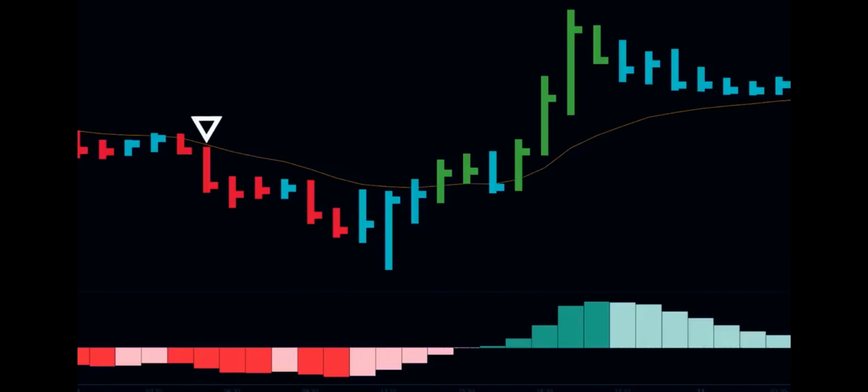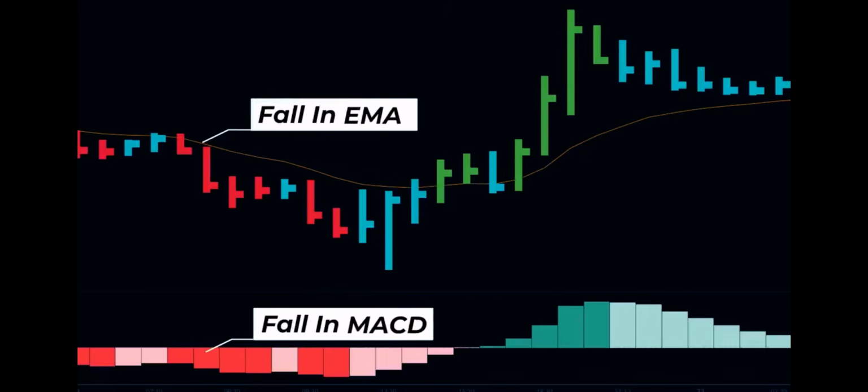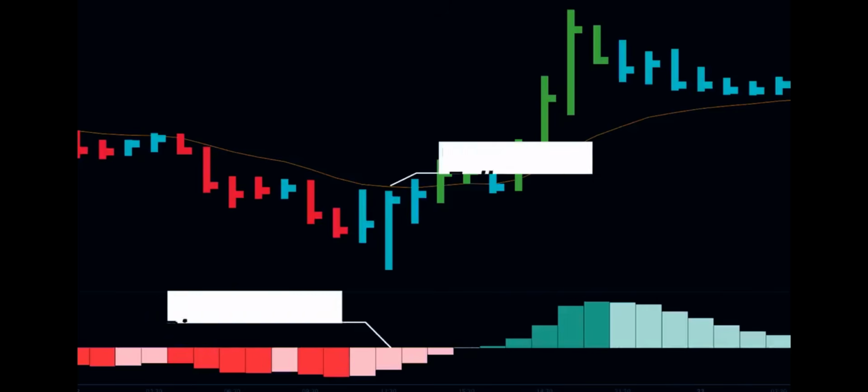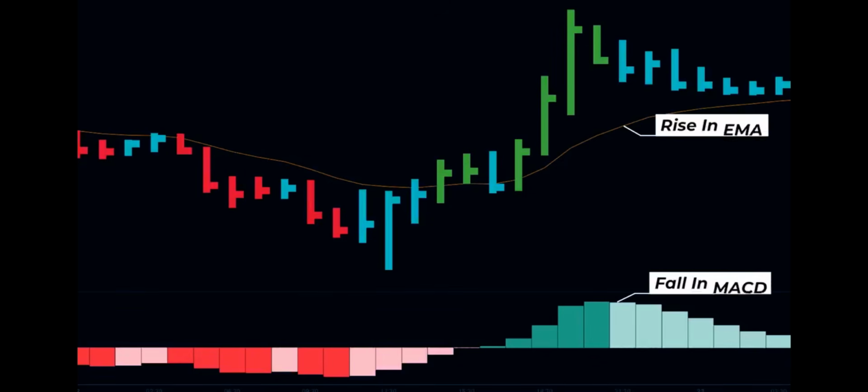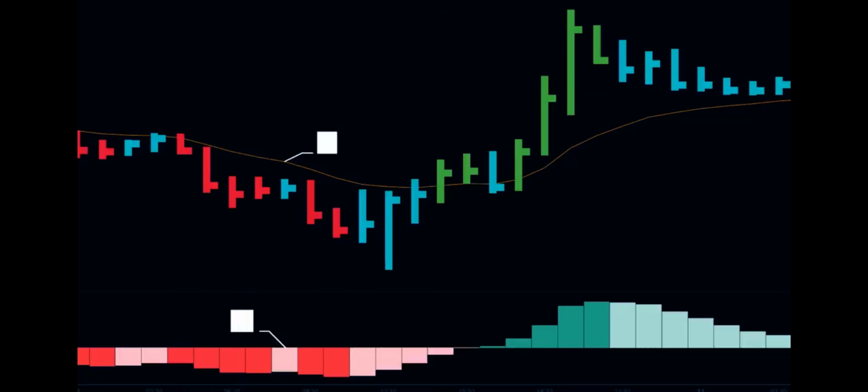Similarly, for a red bar, we need a fall in EMA and a fall in MACD histogram. And when the EMA and MACD give opposite signals, the bar color will be blue. If the EMA rises but the histogram falls, the bar will be colored blue. On the other hand, if the EMA falls but the histogram rises, the bar color will also be blue.